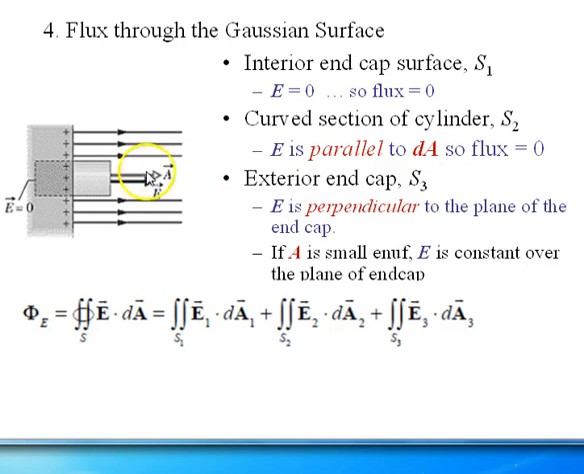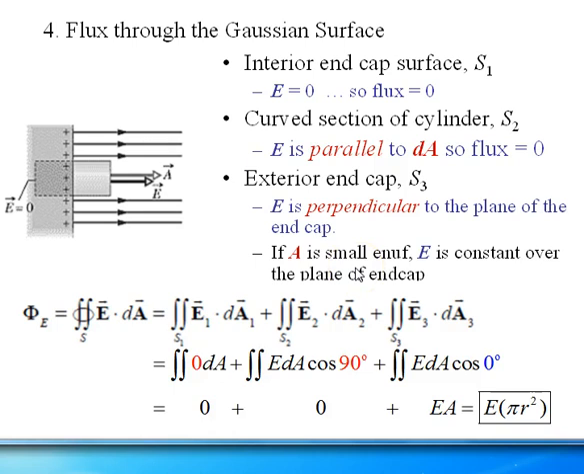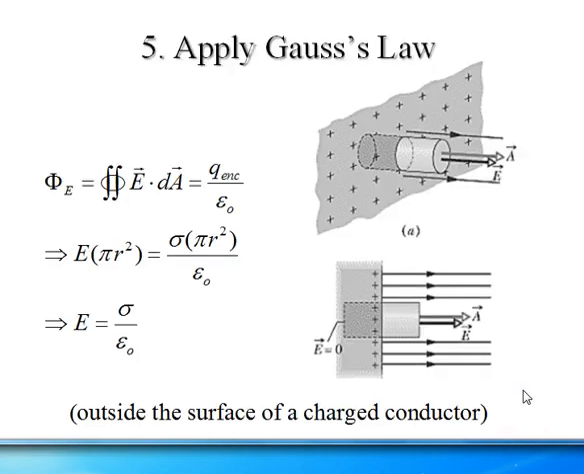The exterior end cap out here, S3: our electric field is perpendicular to the plane of the end cap. So it's parallel with our area vector, which is also perpendicular to the plane of the end cap. And if the area is small enough, our electric field will be constant over that plane as well. So we can then use our formula. We can sum up. The electric field is 0 here, and the dot product, cosine 90 degrees, yields 0. Here our electric field is uniform, so we can pull it out. This ends up with just our EA product, or our electric field times that pi r squared.